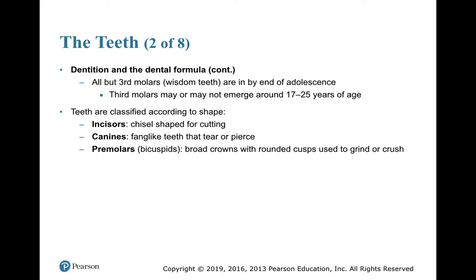Teeth are classified according to their shape. There are incisors, which are chisel shaped for cutting. Canines, which are fang-like, are good for tearing and piercing. And premolars, which are bicuspids, have a very broad crown and rounded cusps, and they are used to grind and crush.